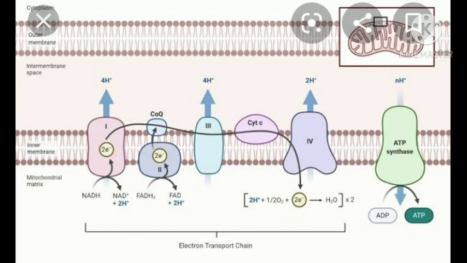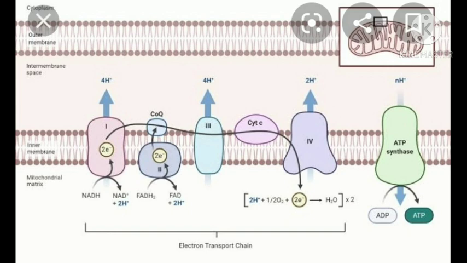Electrons from NADH produced in the mitochondrial matrix during the citric acid cycle are oxidized by NADH dehydrogenase, complex 1, and the electrons are then transferred to ubiquinone located within the inner membrane. Ubiquinone also receives reducing equivalents via FADH2, complex 2, that is generated during oxidation of succinate in the citric acid cycle.